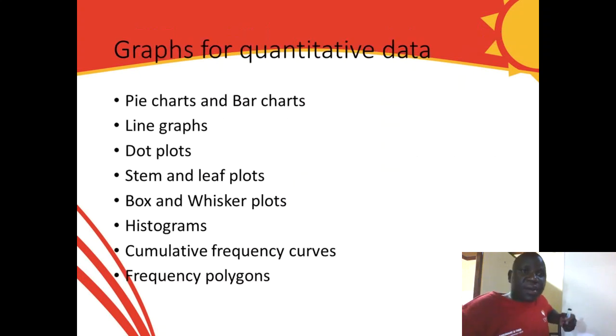Now, what are the general graphs for? What are the graphs for quantitative data? Pie charts and bar charts, line graphs, dot plots, stem and leaf graphs, box and whisker plots, histograms, the cumulative frequency curves, as well as a frequency polygon.